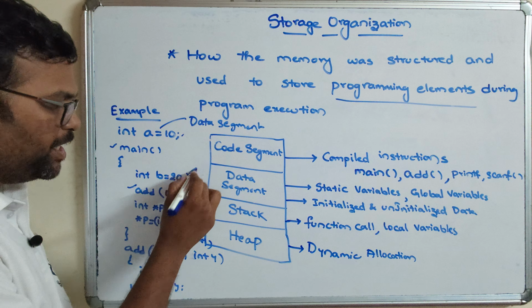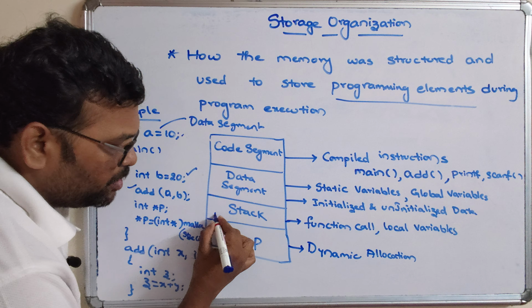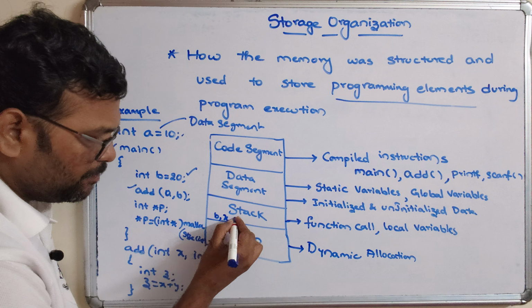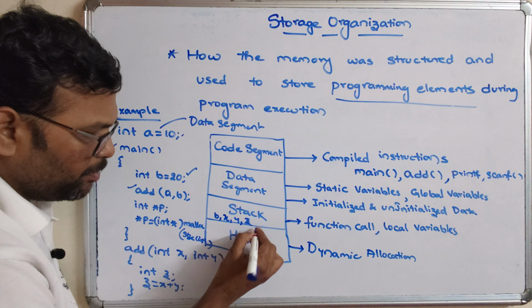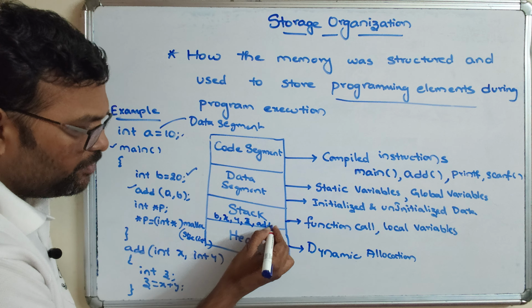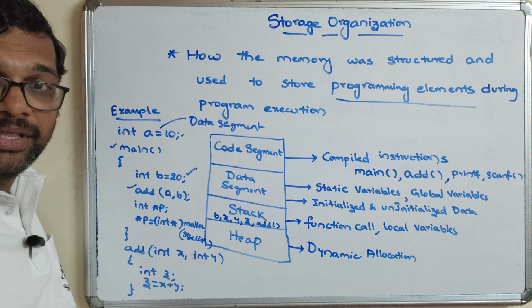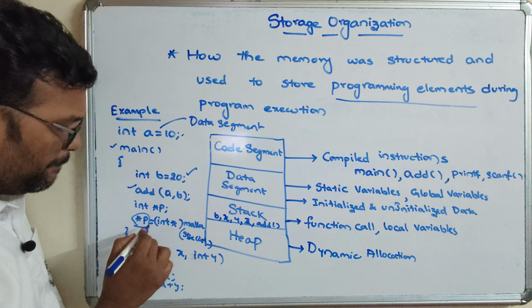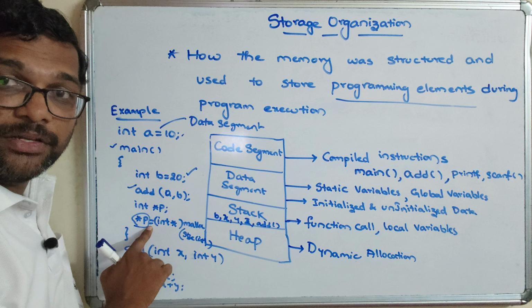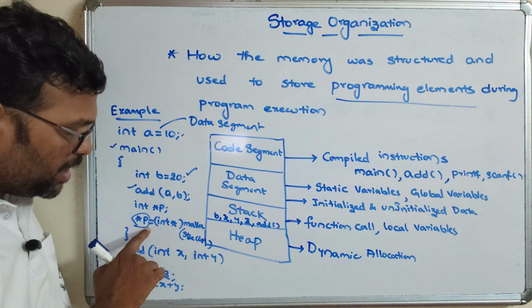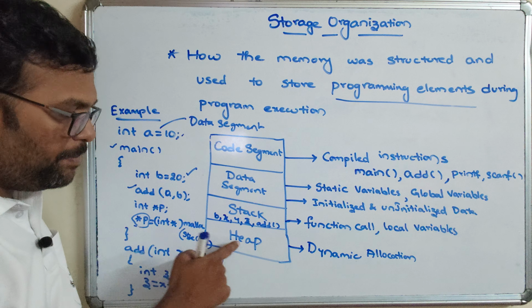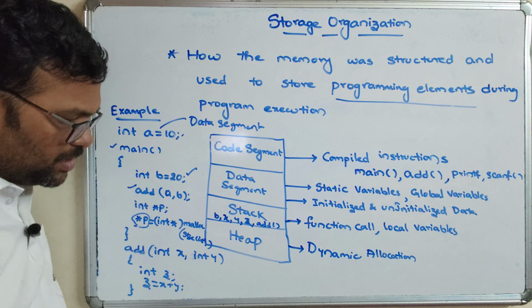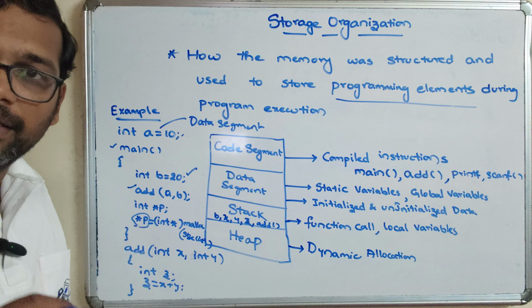Here the local variable is b, and here you can see x and y are also local variables, and even z is also a local variable. Everything will be stored in the stack, both the function as well as the local variables. And coming to p, where the memory is allocated using the malloc function, p will be stored in the heap. Hope you understood this one, and I think it's clear.